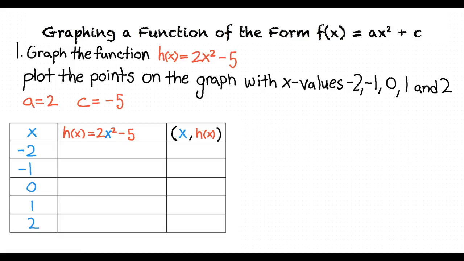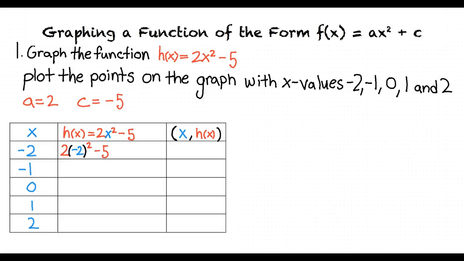Our first step is to substitute the x value, in parentheses, into the function wherever x appears. Because we are starting with x equals -2, our function will look like this. Now we will begin to solve the problem. First, we calculate -2 raised to the second power, which is 4. We then multiply 4 by 2, which is the a value of our function.